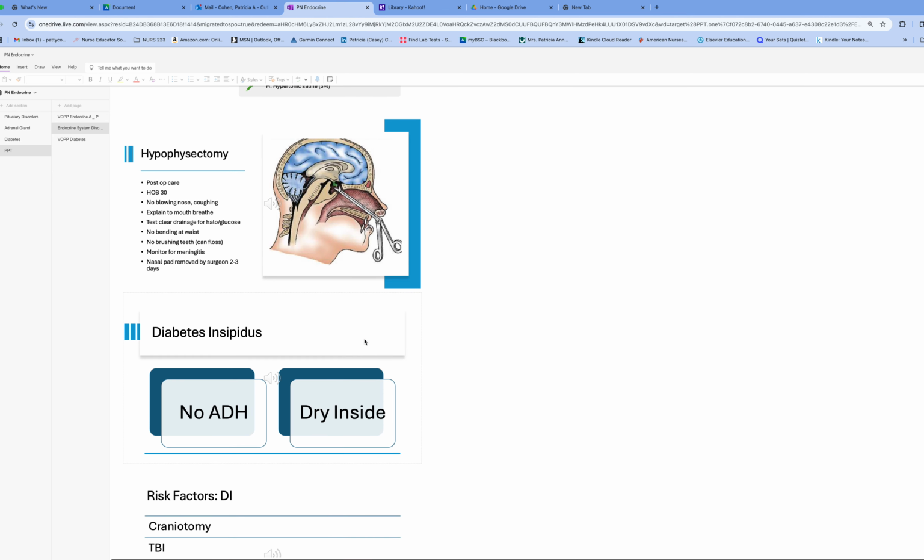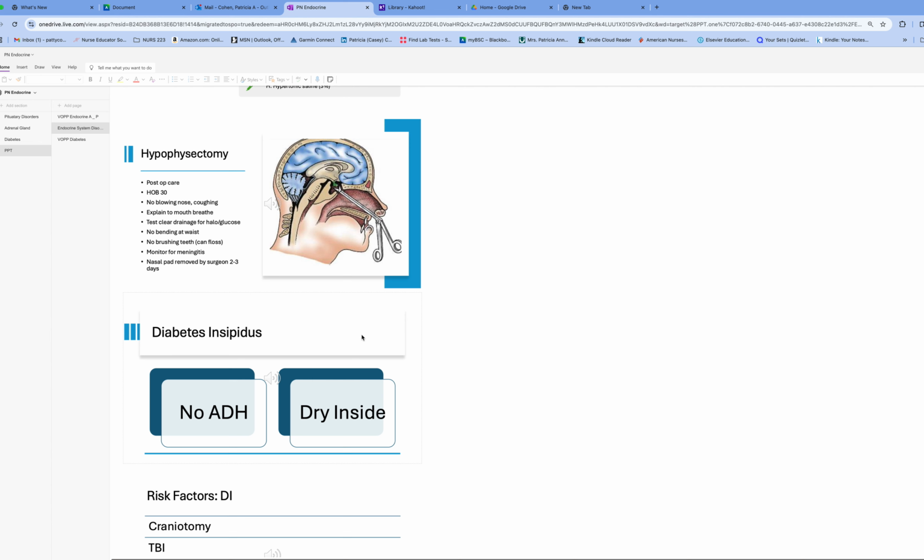All right, a hypophysectomy. This can be done for patients that have pituitary adenomas, so cancer. No, it's not really, it's a benign tumor. So the post-op care involves making sure they don't get increased intracranial pressure. So you're going to put the head of the bed at 30. You're not going to allow them to cough or blow their nose. You need to explain to them they need to mouth breathe and test any drainage for halo or glucose.